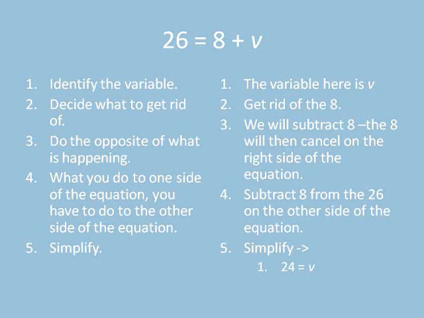How are we going to do that? Well, you do the opposite of what is happening. We will subtract 8. The 8 will then cancel on the right side of the equation. We've got to do that to the left side. What you do to one side of the equation, you have to do to the other. So we have to subtract 8 from 26.